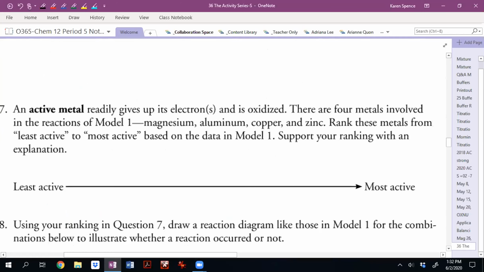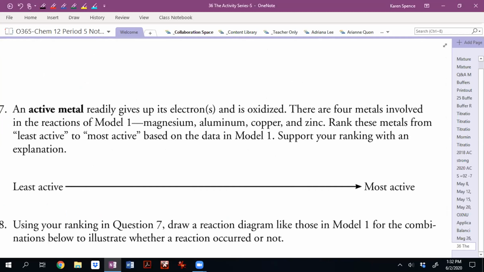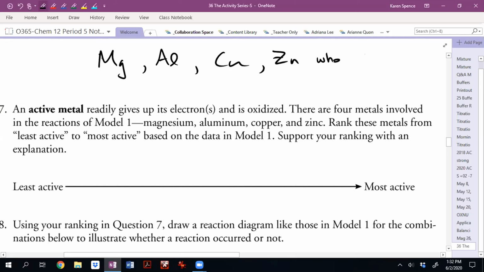An active metal readily gives up its electrons and is oxidized. There are 4 metals involved in this reaction. There is magnesium, there is aluminum, there is copper, and there is zinc, okay? And we're going to rank these. Who is better at giving away, who is best at giving electrons? And if it's giving electrons, that's the same as losing electrons, right?